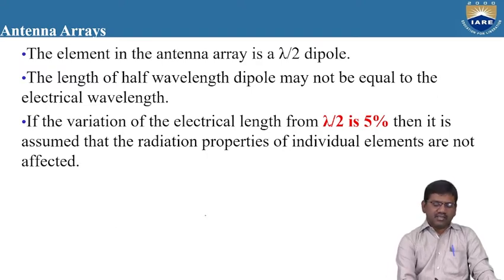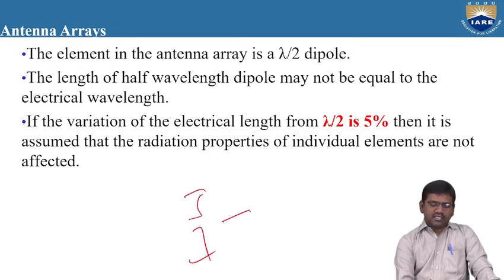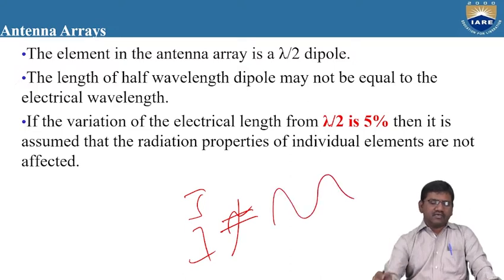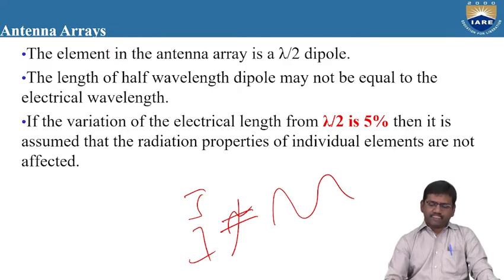So the physical length of the dipole antenna is not equivalent to its electrical wavelength. If the variation of the electrical length of the half wave dipole antenna is only 5%, then it is assumed that the radiation properties of individual elements are not affected.